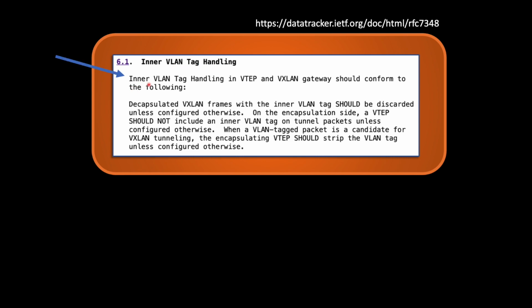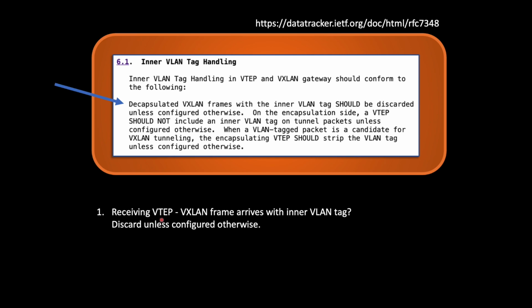So the rules are: inner VLAN tag handling in the VTEP and VXLAN gateway. In this case, it's the Aruba 6300, should conform to the following. Here we go with the rules then. Decapsulated VXLAN frames with the inner VLAN tag should be discarded unless configured otherwise. Thus, it's dealing with the receiving side first, and it's saying the receiving VTEP, if you get a VXLAN frame that arrives with an inner VLAN tag, unless you're configured otherwise, discard it.